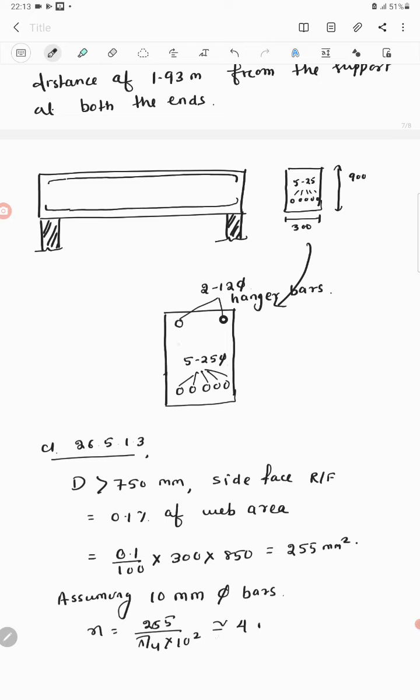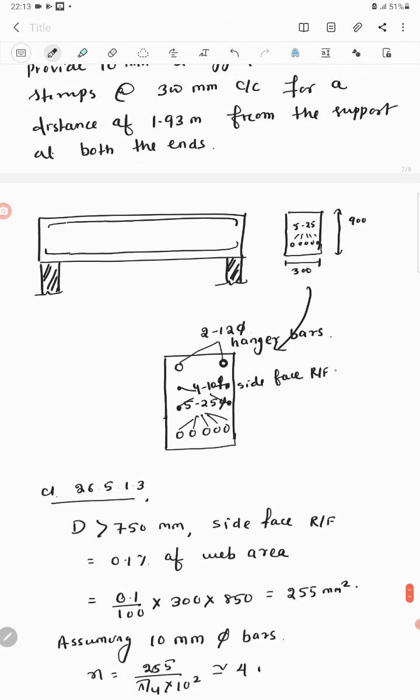That we have to distribute equally on both the faces like this. Okay, we have to distribute equally on these faces. So this is 4 numbers of 10 mm dia bars as side face reinforcement. Okay, and last is the stirrup. Vertical stirrup we are providing.